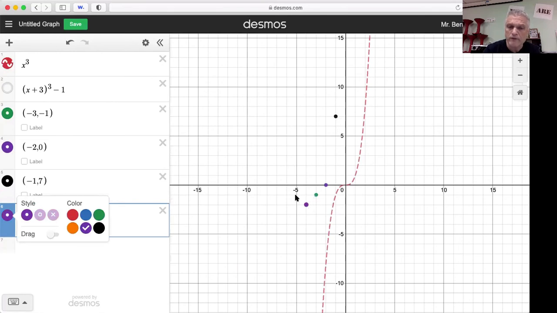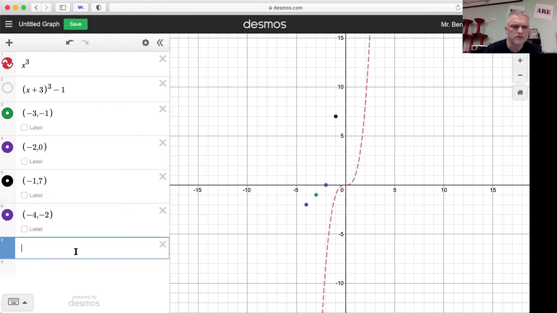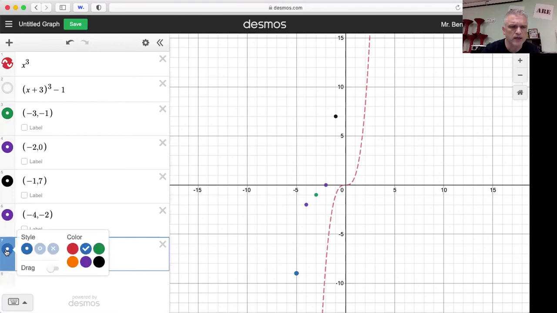There, okay? And then to correspond with this black one, start at the green. We go 2 left and down 8, okay? So 2 left, down 8, we're at (-5, -9). Let's change that one to black to correspond to the other black dot.